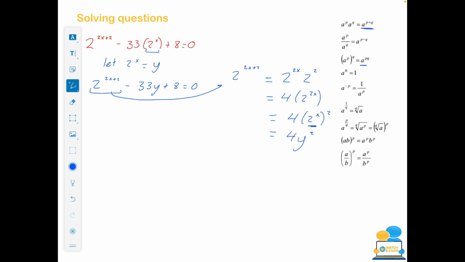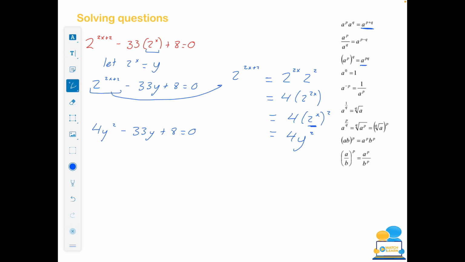And now 2 to the power of x, we can replace that with y. So it'll be 4y squared. Just a little bit of manipulation, working backwards with the formulas. We hadn't seen that in the other examples; we were always going this way. In this question, we need to use our rules, but backwards. So now we're going to rewrite our question. Instead of 2 to the power of 2x plus 2, we're going to write 4y squared minus 33y plus 8 is equal to 0.